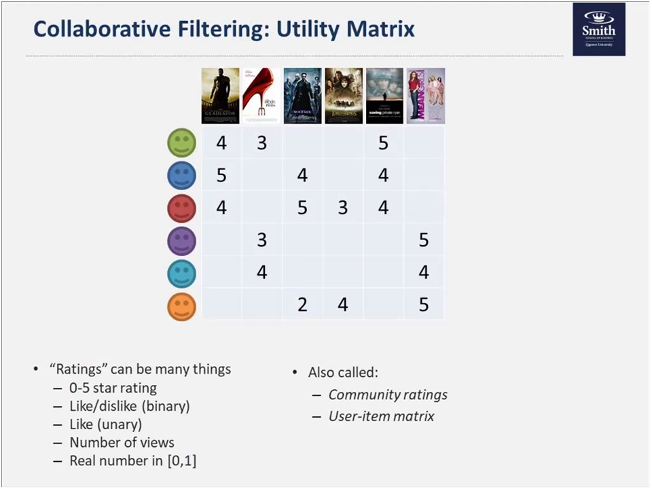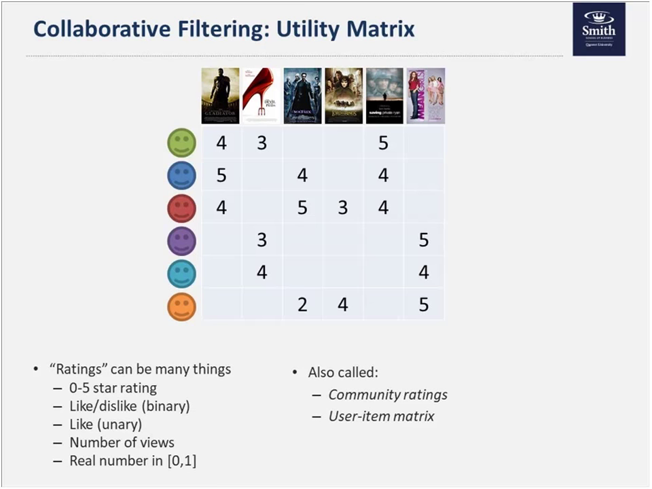And the numbers in the matrix are what this user rated that movie. You know, the rating could be a number between 0 and 5, or it could be binary, like or dislike, that kind of thing. But here in this example, Mr. Green has rated The Gladiator a 4. Mr. Green rated The Devil Wears Prada a 3, and so on.